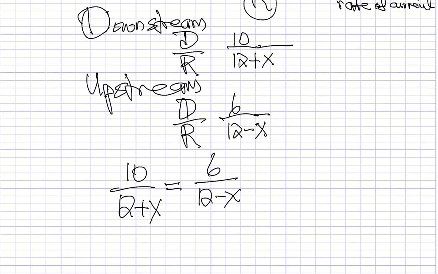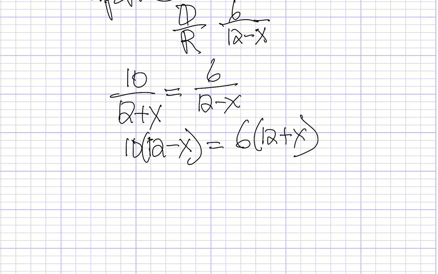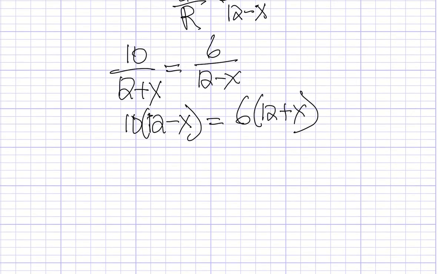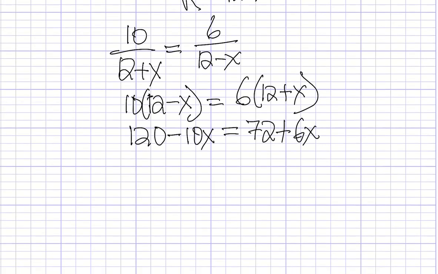So let's cross multiply, okay? So you get 10 times 12 minus X equals 6 times 12 plus X. Alright? Okay, so you multiply that. What do you get? You get 120 minus 10x, okay? It's equal to 6 times 12. So that's 72 plus 6x, okay?